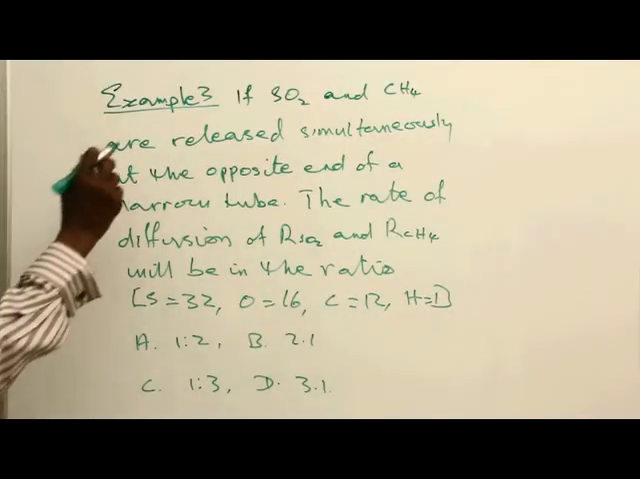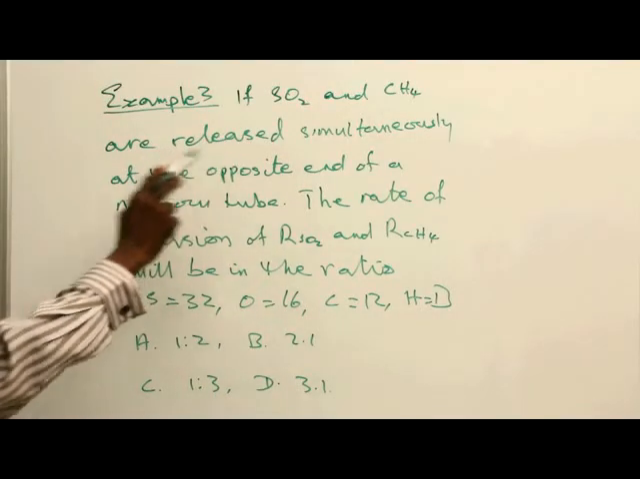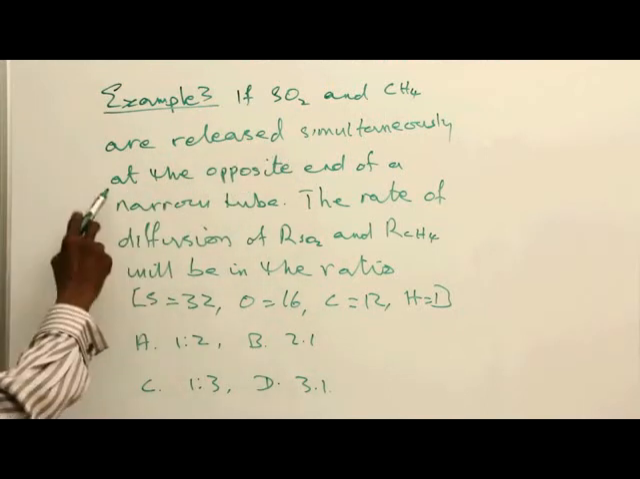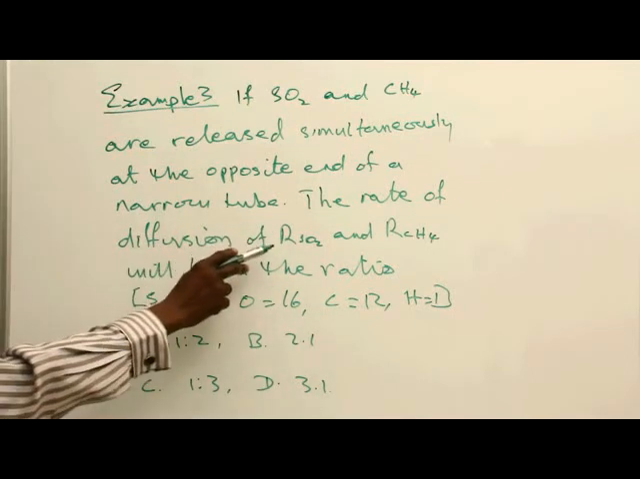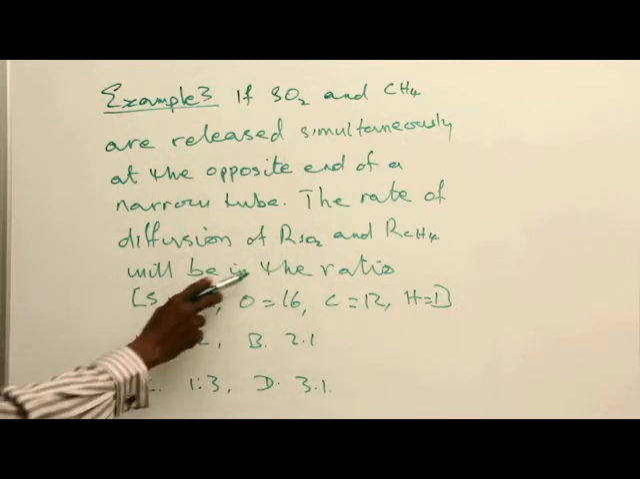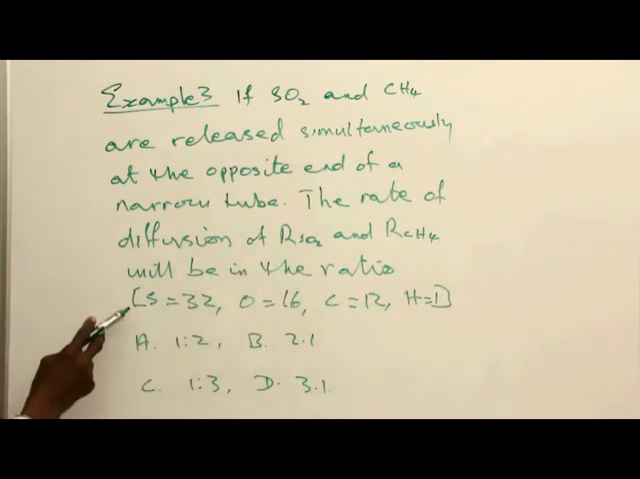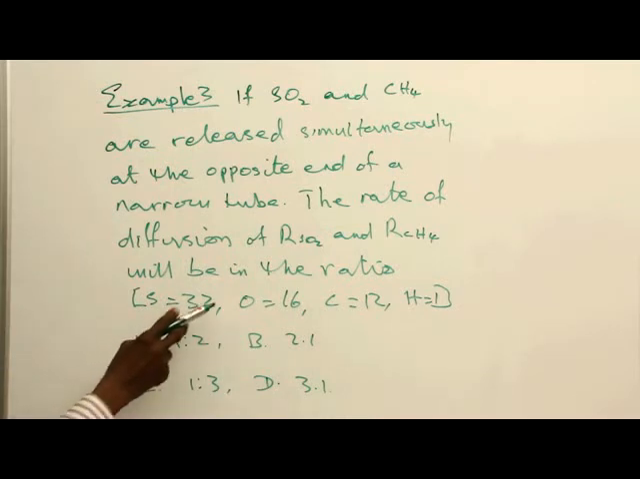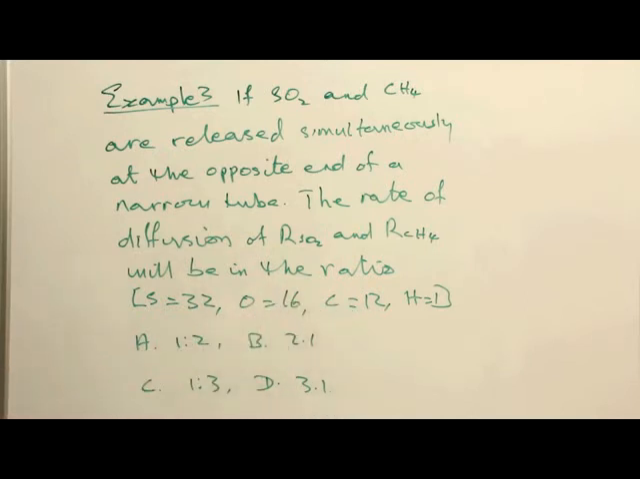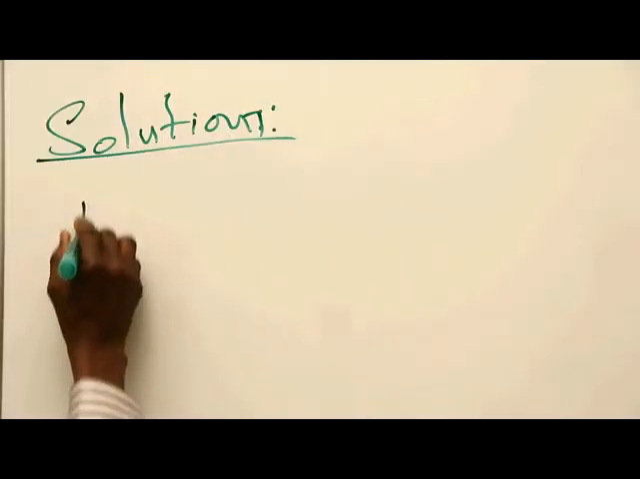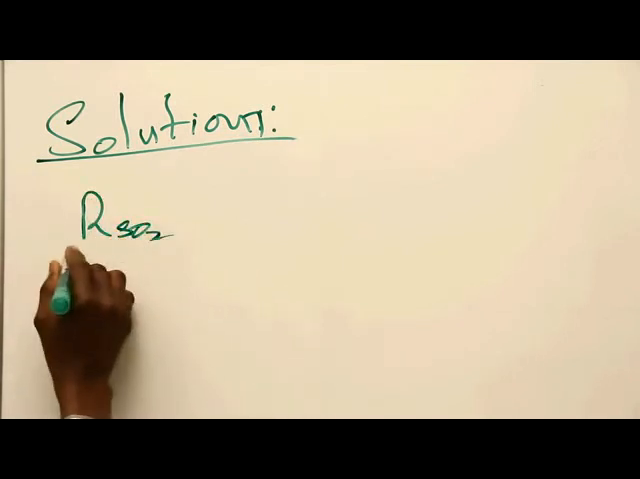Example 3. If sulfur 4 oxide and methane are released simultaneously at the opposite ends of a narrow tube, the rate of diffusion of sulfur 4 oxide and methane will be in the ratio. Now, given the relative atomic masses of sulfur to be 32, O to be 16, C to be 12, and H to be 1. The options are A, 1 to 2, B, 2 to 1, C, 1 to 3, and D, 3 to 1.